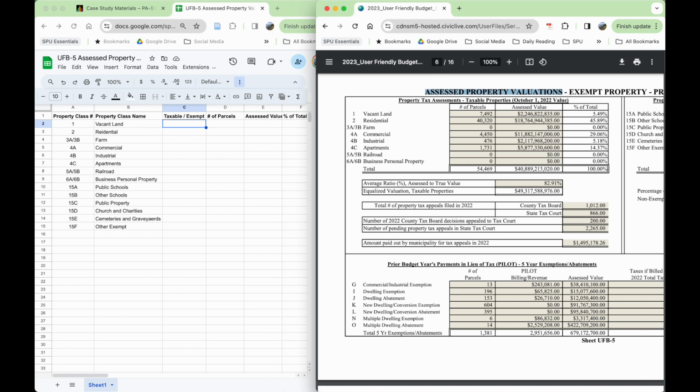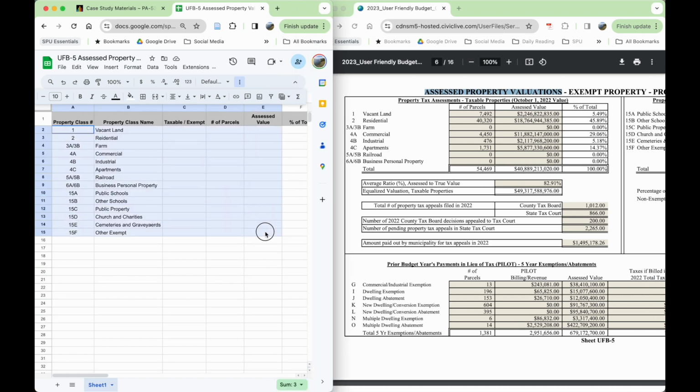So I'm going to bring my screen halfway across there, so I have a split screen. What I'm going to ask you to do is type in the data related to each of these headers from your version of the user-friendly budget. You can see that I've started it here by simply typing in 1 and vacant land for 1 and vacant land. And the idea here is that I'm going to input this data as I go through. And so you can see I just inputted all that.